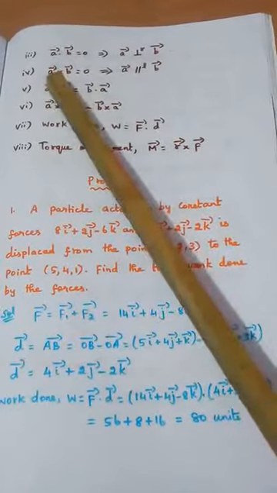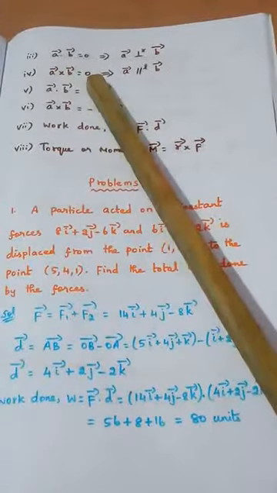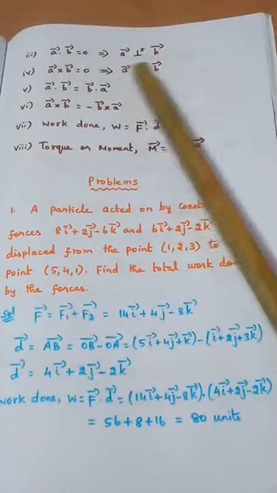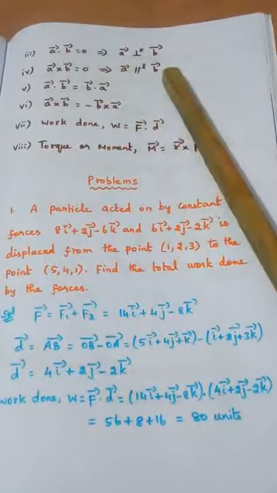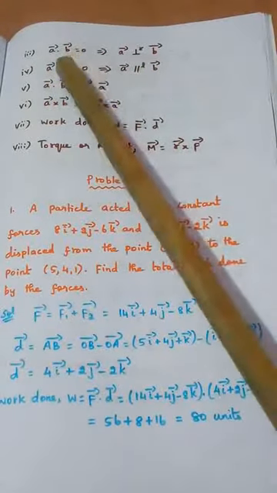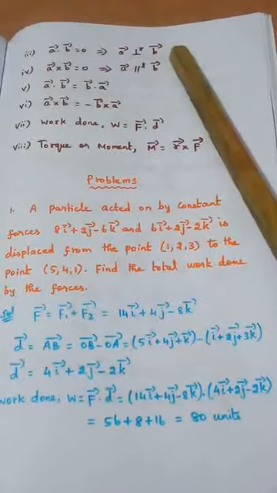The next thing, when the cross product becomes 0, that is when a cross b equal to 0, then those two vectors are parallel. When the cross product is 0, vectors are parallel. Dot product 0, the vectors are perpendicular.